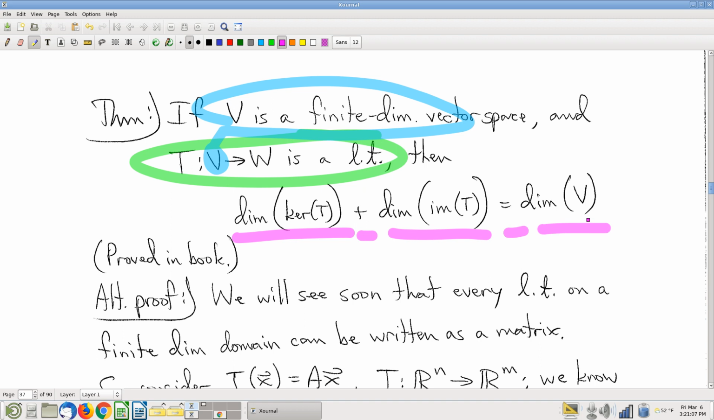What's surprising about this theorem is that the kernel and the image don't even live in the same world, right? The kernel lives inside of the domain. The image doesn't. The image lives inside of the target. So these two vector spaces, these two subspaces, live in different worlds, and yet they obey this strong relationship between their dimensions. So really powerful fact.